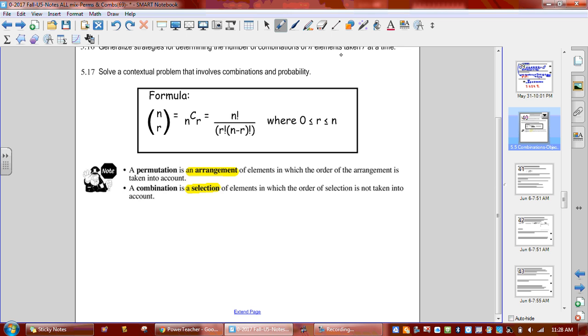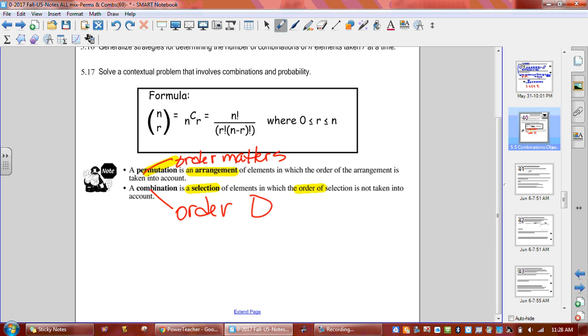Combinations don't deal with the order. That's the biggest thing. So order of selection, order is not important. It's not taken into consideration with a combination. However, order is taken into consideration with a permutation. So this is what we say. We say that for a permutation, order matters. And for a combination, order doesn't matter.